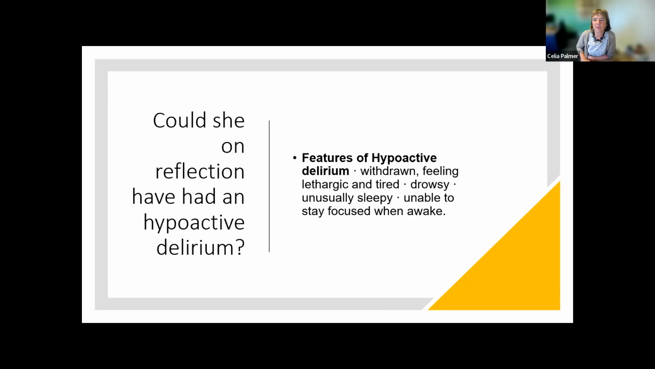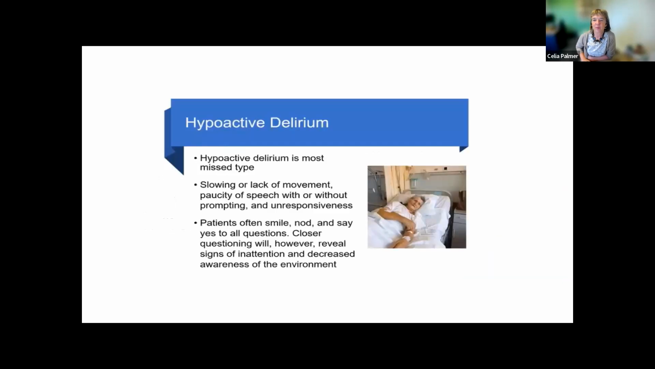And obviously, drowsiness is also common with hypercalcemia, so it's a really difficult thing to tease out. But it is the most missed type of delirium. It's something for us to think about. There's often a slowing or lack of movement, not much speech without prompting. A person might be less responsive. They might say yes a lot and smile and appear to be engaged, but on closer questioning, some of the key questions are quite useful in terms of finding out if there is anything else going on. Any additional comments from you there, Charlie?